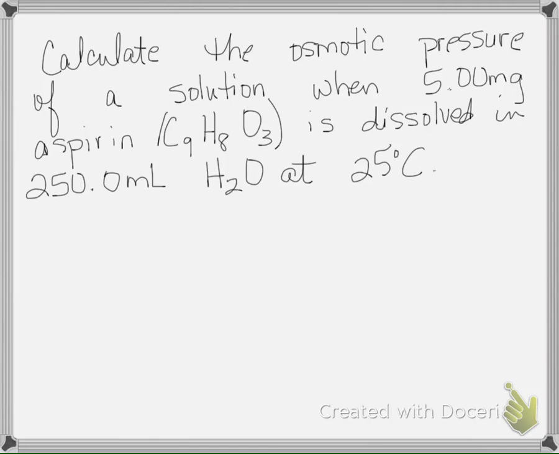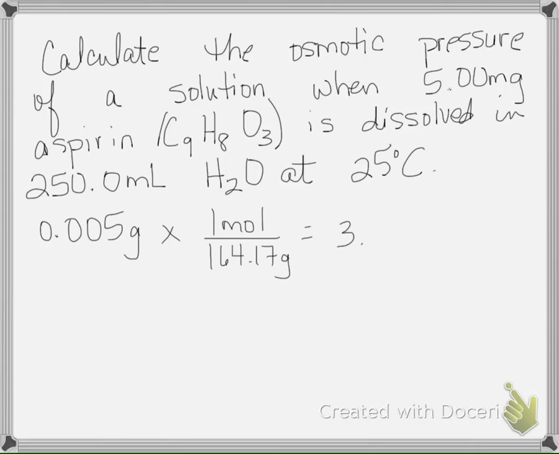You've got to find molarity. Okay, so I'll give y'all a second to work on that. Since we're looking for molarity, you've got to take the 5 milligrams of aspirin and convert that to moles. 5 milligrams is 0.005 grams, isn't it? And the molar mass that we all got is 164.17 grams. Agree? When I converted that to moles, I got 3.046 times 10 to the minus 5 moles. That's what y'all got? Okay. That's how many moles of aspirin.